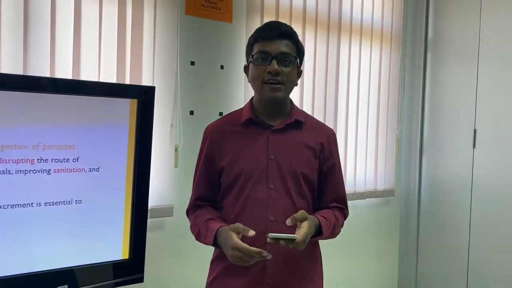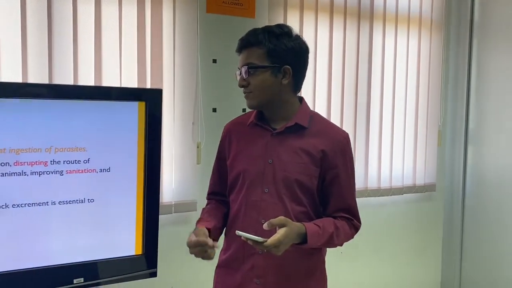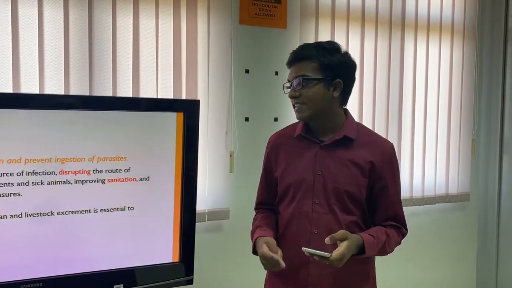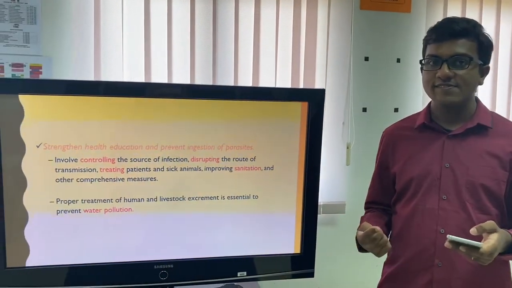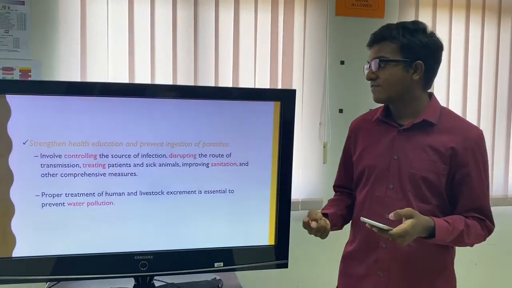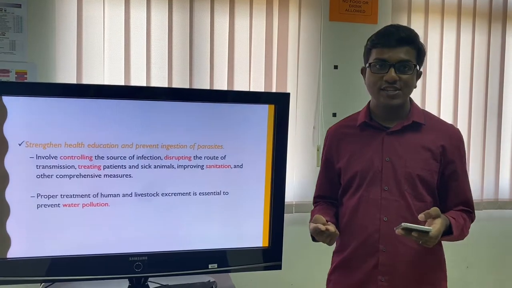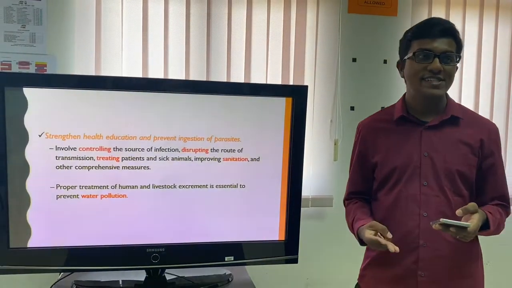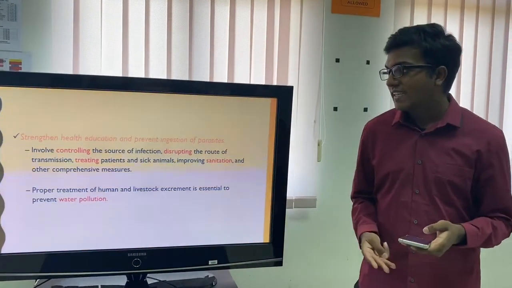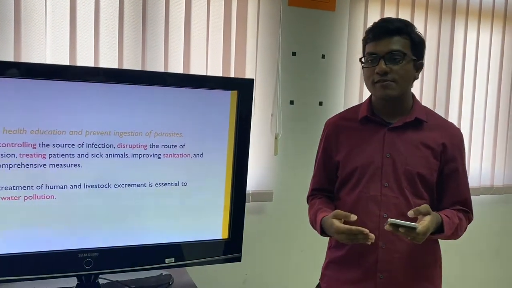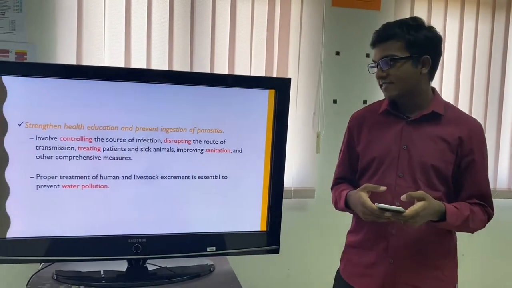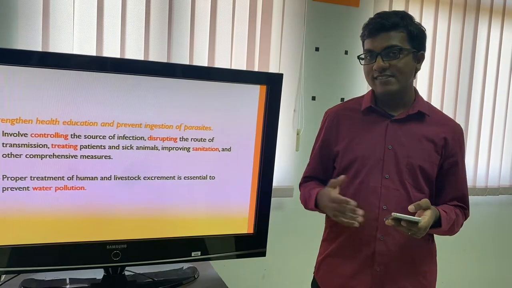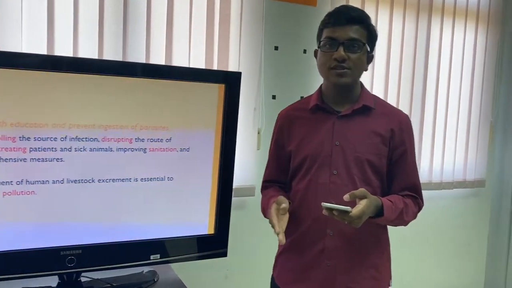They have done this through four key methods, which are controlling, disrupting, treating, and sanitization. The controlling is the control of source infection, be it in animal manure or any kind of source where the fasciola is. And they have disrupted the route of transmission by doing health education for people about the ways in which fasciola transmits, and they have then improved sanitation to reduce chances of transmission, and they have also treated patients to reduce any form of environmental distribution of fasciola eggs. And China also has better human and livestock excrement management to reduce the water pollution from fasciola.